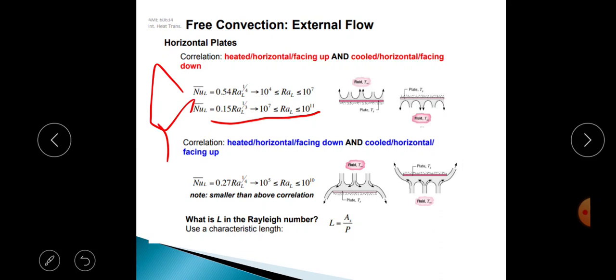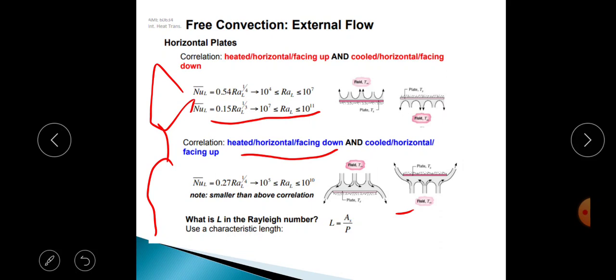Next is the correlation for heated horizontal facing down and cooled horizontal facing up. For this, Nu_L is equal to 0.27 Ra_L raised to 1 by 4. By this relation we get Ra_L between 10 to the power 5 and 10 to the power 10.